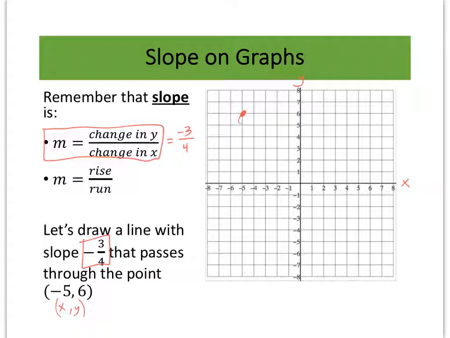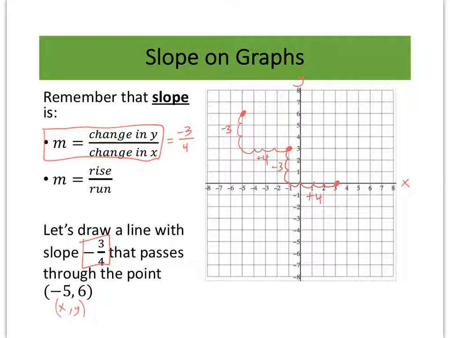So change 1, 2, 3 in the x direction, 1, 2, 3, 4 in the y direction. Plot a new point. And I can actually repeat that. Change in x is down 3. 1, 2, 3, minus 3. There's my minus 3. And my change in x is plus 4. 1, 2, 3, 4. A new point right there. Plus 4 in the x direction.